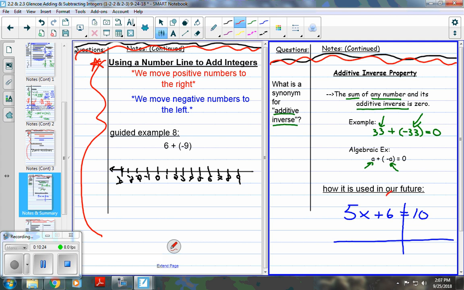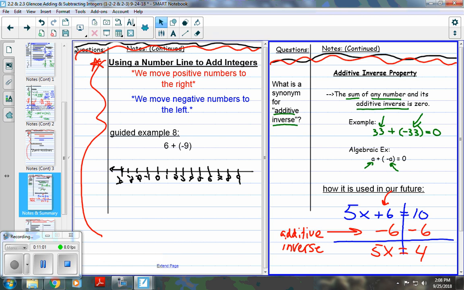So in this case, we're trying to get rid of positive 6. We're trying to turn positive 6 into a 0. So we place its additive inverse below it. So what's the additive inverse, the opposite, of positive 6? Yeah, it's negative 6. And we're going to learn later that we have to be fair, and when we do something to the left, we also do it to the right. And therefore, the next line equals 5x equal to 4. So we were able to use our additive inverse here to help get this 5x by itself. So that's how we use the additive inverse.